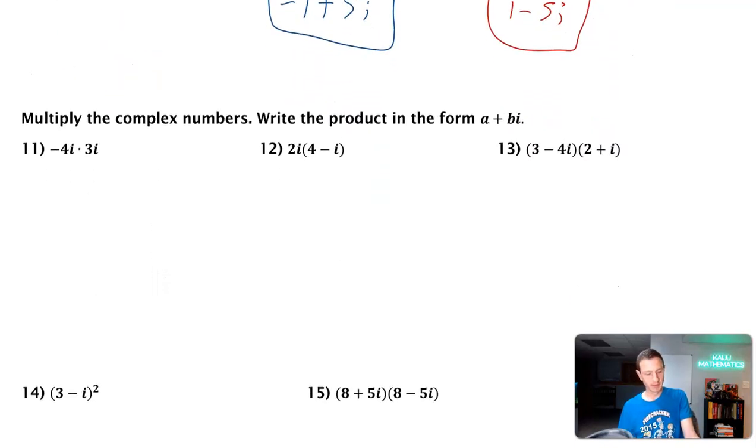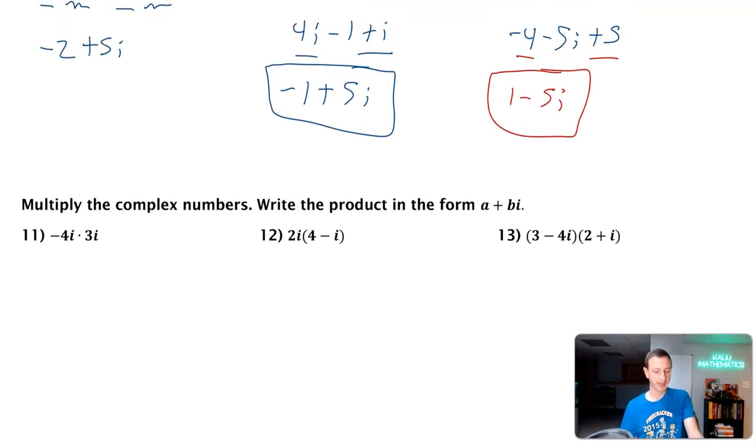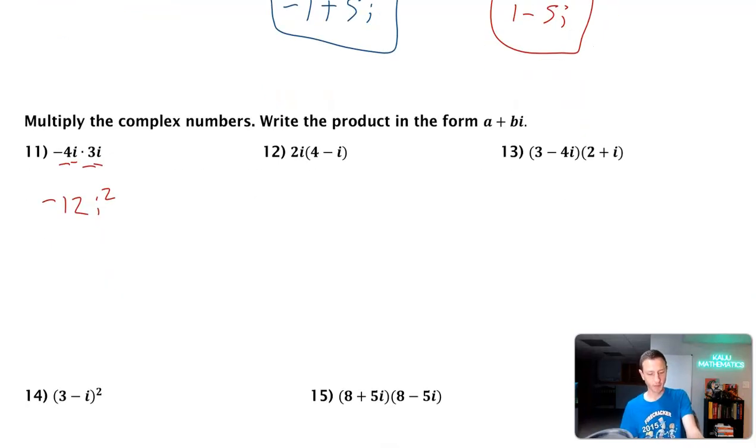So multiplying complex numbers together. Number 11, negative 4i times 3i. Same thing as what we've been talking about with the operations on radicals, we're just going to multiply. So negative 4 times 3 is negative 12. And then we have i times i, which is i squared. What is i squared? i squared is negative 1. So this is negative 12 times a negative 1. Negative 12 times negative 1 is positive 12.